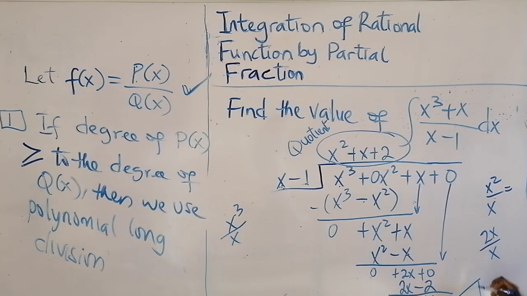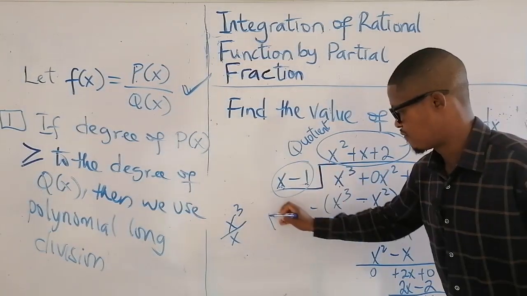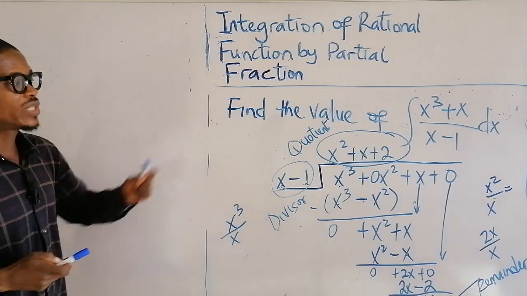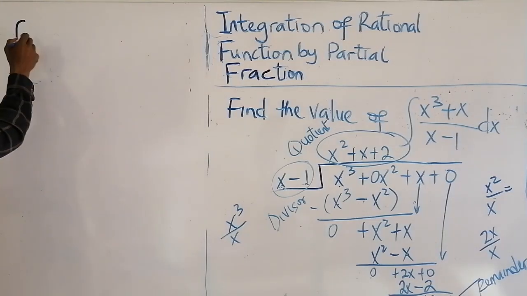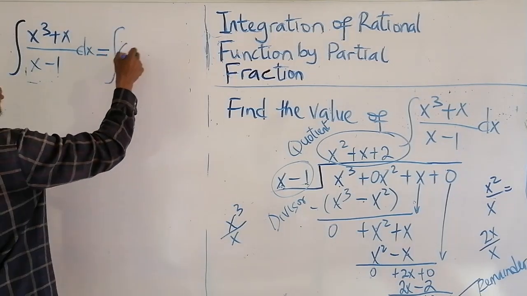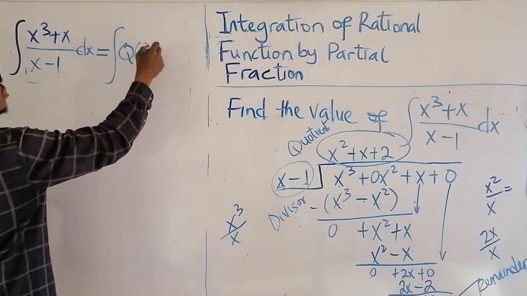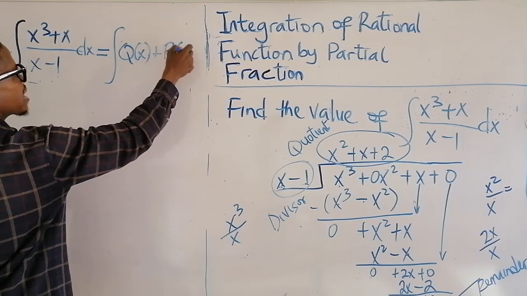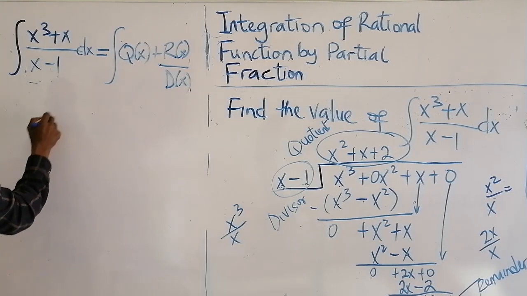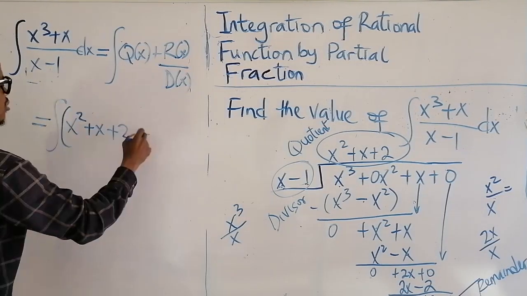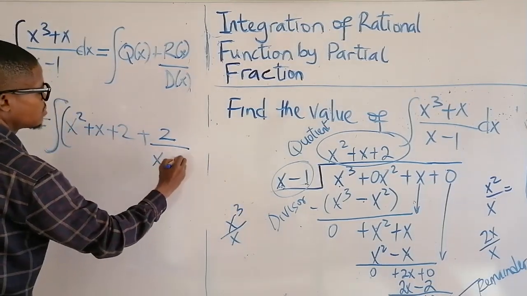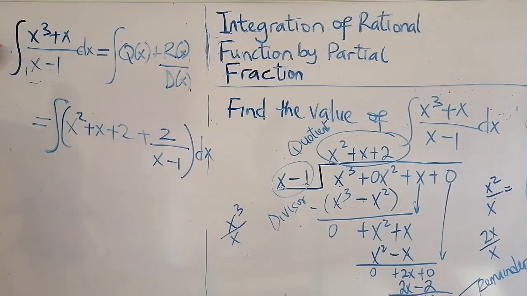What we have here is the remainder, and this is our divisor. After we've done the polynomial long division, we can now do the integration. So the formula will be the quotient as a function of x plus the remainder as a function of x over the divisor. So that will be equal to the quotient plus the remainder, 2, all over the divisor x minus 1, dx. So we can integrate all this.